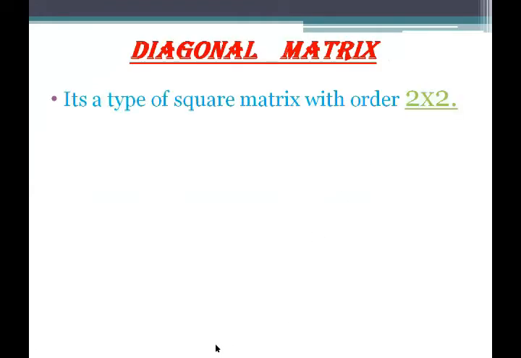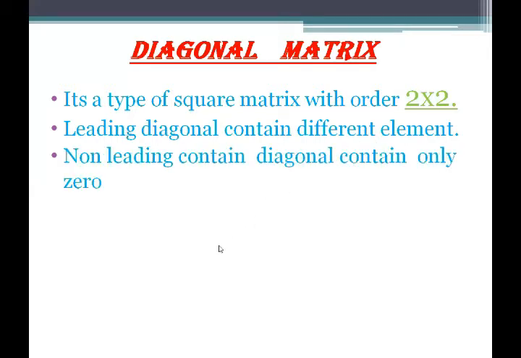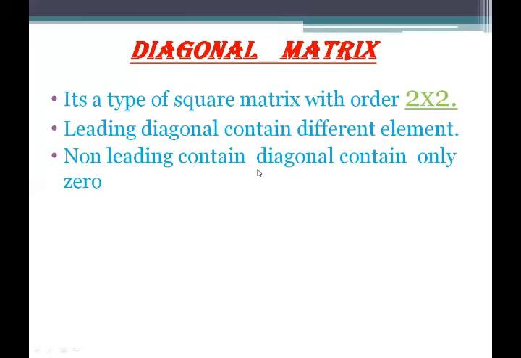Now another type, that is diagonal matrix. It is a type of square matrix with order 2 by 2. It is compulsory that a diagonal matrix is of 2 by 2, meaning 2 rows, 2 columns. The leading diagonal contains different elements, and we have discussed the leading diagonal at the start. I will explain it now also. The leading diagonal contains different elements, and the non-leading diagonal contains only 0.